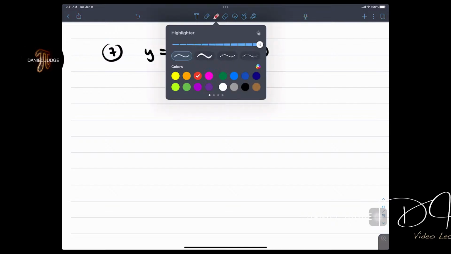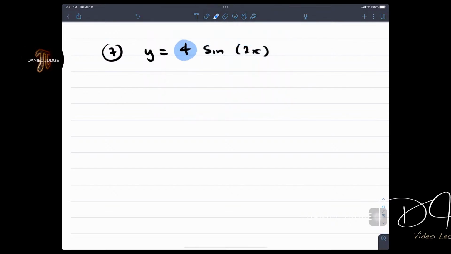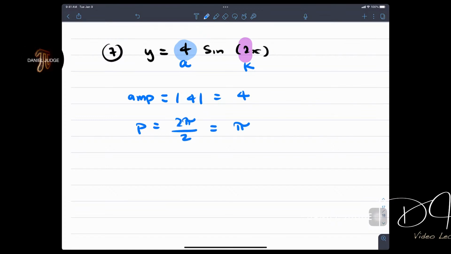So now, ladies and gentlemen, here we go. Again, we have an a value, and we need the k value again. K is always the number multiplied to x. So remember, the amplitude is the absolute value of a. In this case, it's 4, so it's the absolute value of 4. And then my period is 2 pi over k, which is 2, and then that equals pi. So the interval of one cycle becomes 0 to pi.